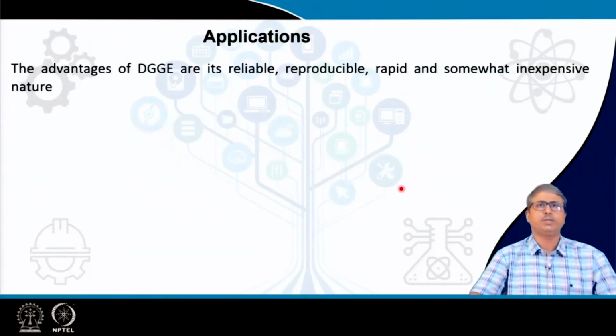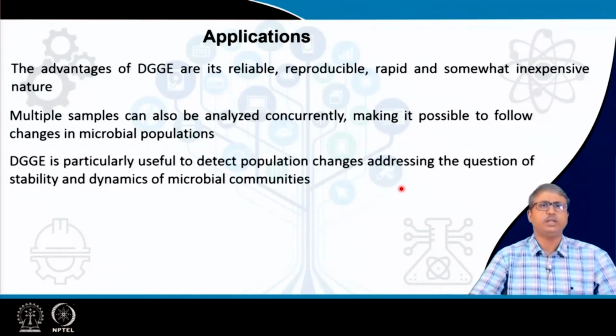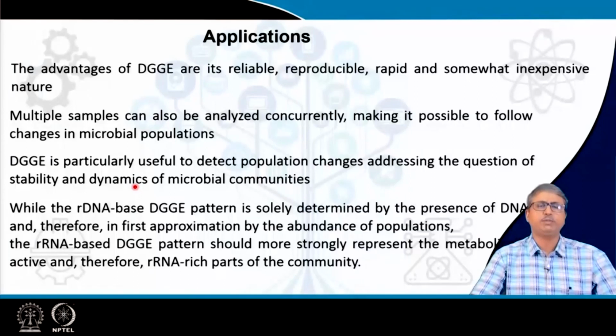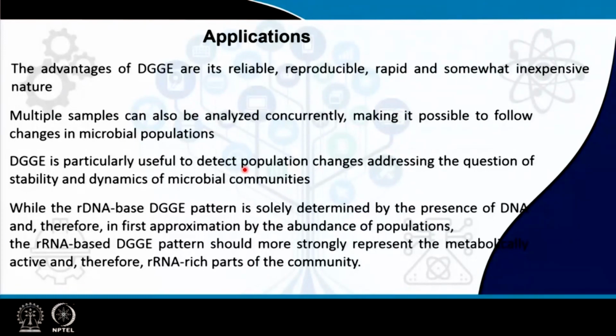So it has a very broad application, and the advantage is it is reliable, reproducible, rapid, and somewhat inexpensive in nature. Multiple samples can be analyzed concurrently. The current practice is that we can run around 15 to 16 samples at a time, or even more. It is particularly useful to detect population change, addressing the question of stability and dynamics of microbial community. For environmental biotechnology purposes, this stability and monitoring of the community becomes an important question to answer. DGGE was very successfully used before the advent of next generation sequencing, which was found to be more precise, deeper, and able to characterize almost all the organisms present.